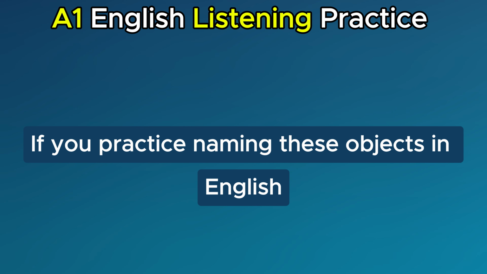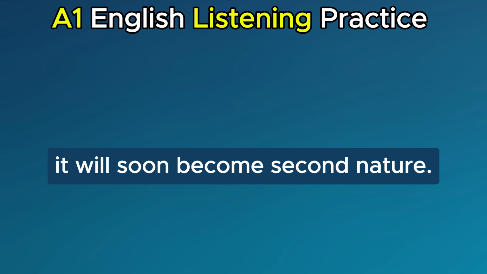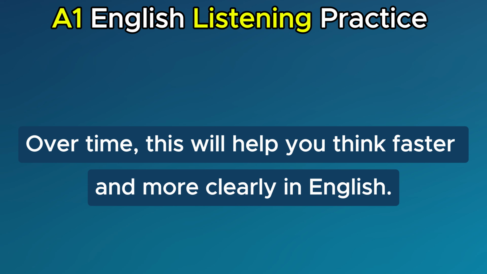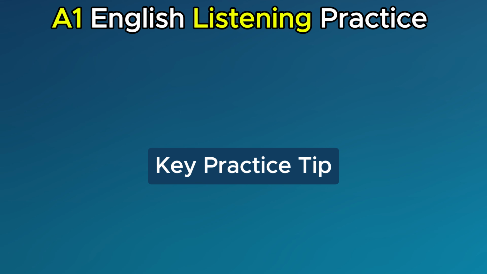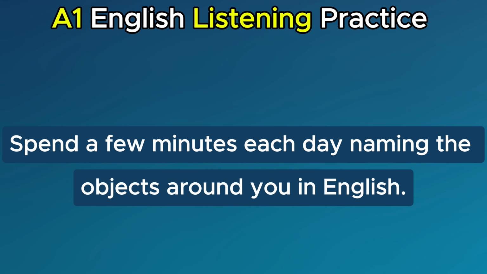If you practice naming these objects in English, it will soon become second nature. Over time, this will help you think faster and more clearly in English. Key practice tip: spend a few minutes each day naming the objects around you in English.